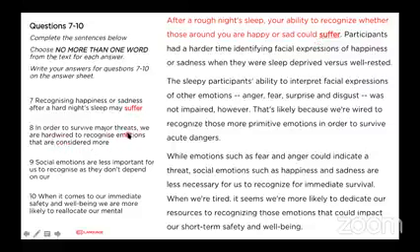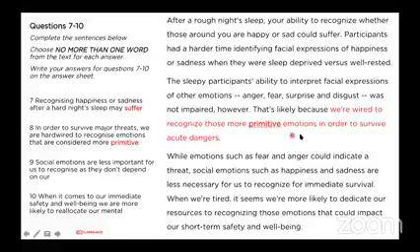In order to survive major threats, we are hardwired to recognize emotions that are considered more what? More primitive. We're wired to recognize those more primitive emotions in order to survive acute dangers. So here the adjective primitive emotions. Emotions that are considered more primitive. That's the answer for number 8.